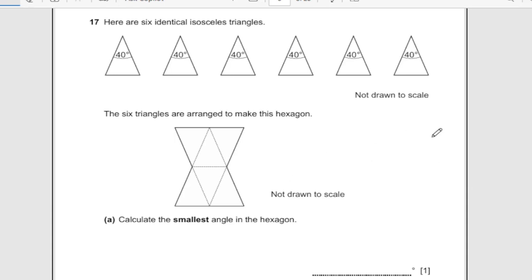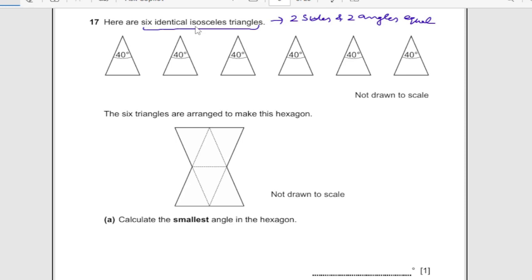Okay, so here is the question we have. Here are 6 identical isosceles triangles. Now what is an isosceles triangle? An isosceles triangle has 2 sides and 2 angles equal, right? 2 sides and 2 angles are equal.